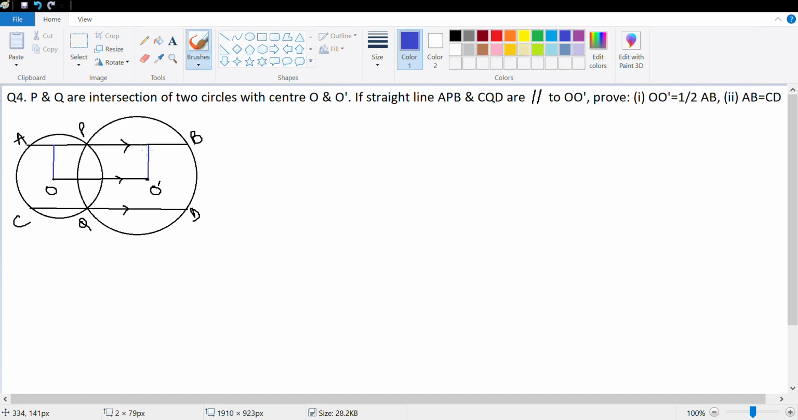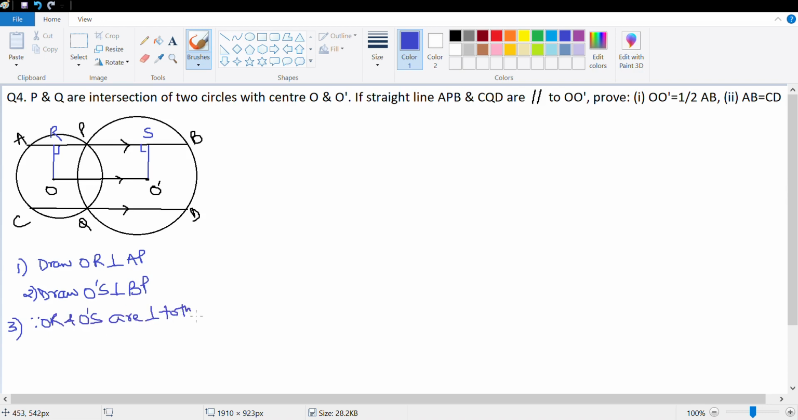Since we are drawing a perpendicular, which means it will bisect the chord, let this point be R and let this point be S. So let's write this down. What we did: one, draw OR perpendicular to AP, and two, draw O dash S perpendicular to BP. Since OR and O dash S are perpendicular to the chords, we get AR is equal to RP is equal to half of AP, and PS is equal to SB is equal to half of PB.